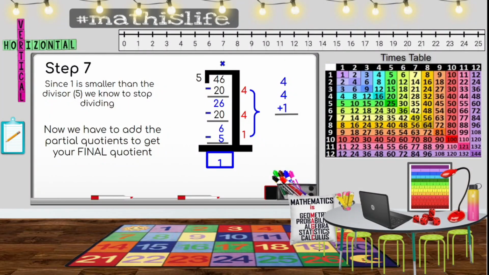Now we have to add all the partial quotients together to get our final quotient. So 4 plus 4 plus 1, we get 9. So your final quotient is 9, but of course we can't forget our 1. Remember that was left, that couldn't be grouped. So therefore our final answer is 9 remainder 1.